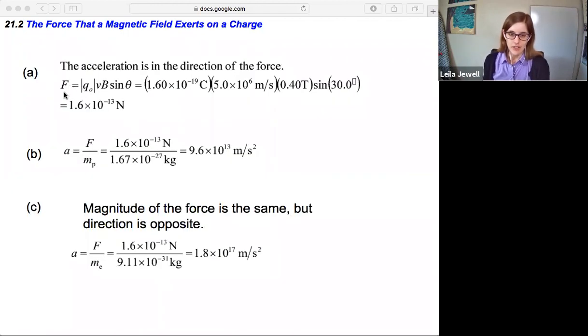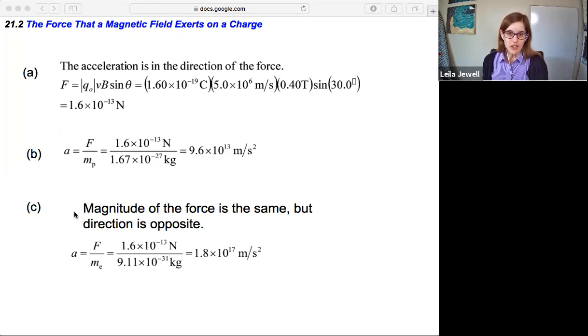All right, so the magnitude of the force is the charge, times V times sine of the angle. Plugging in all the numbers, we come out to 1.6 times 10 to the minus 13 newtons. Acceleration will be in the same direction as the force, and we can get it with our F equals ma divided by the mass of the proton, and so it comes out to 9.6 times 10 to the 13 meters per second squared. That's a huge acceleration.